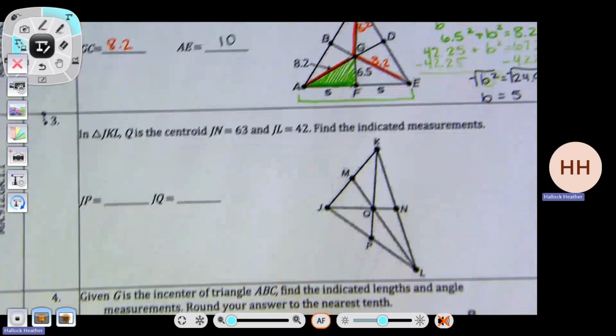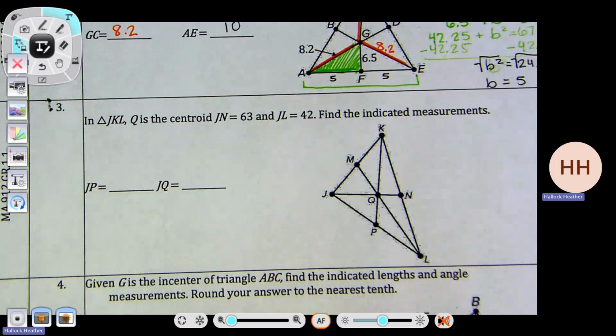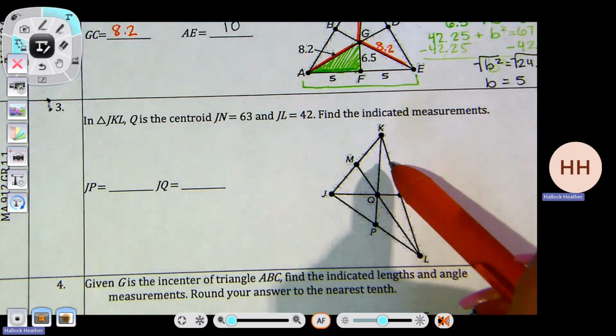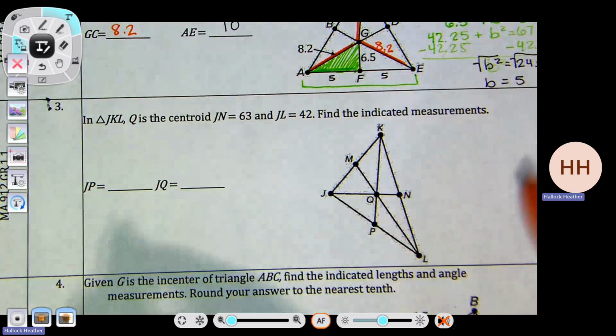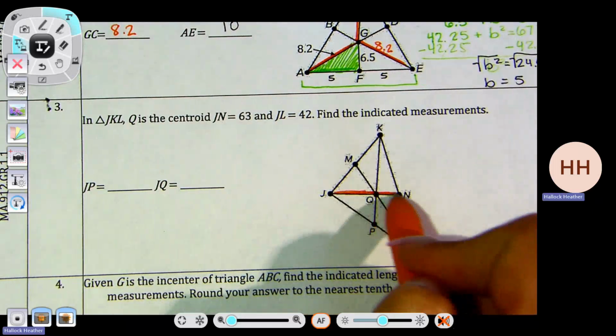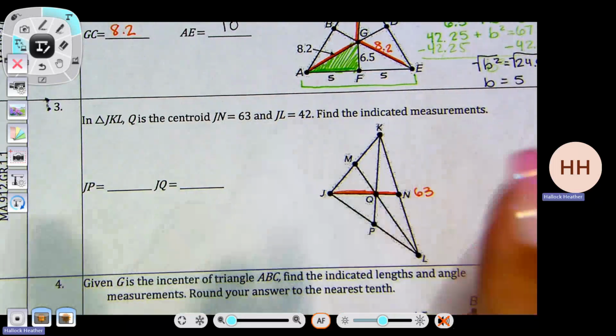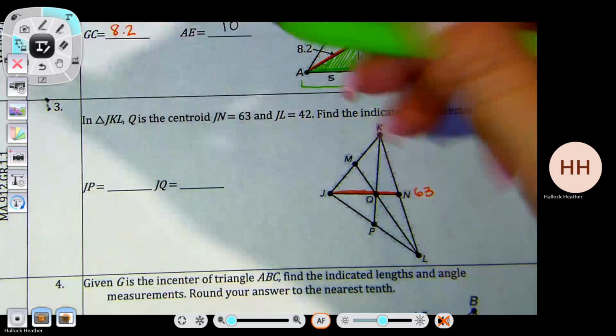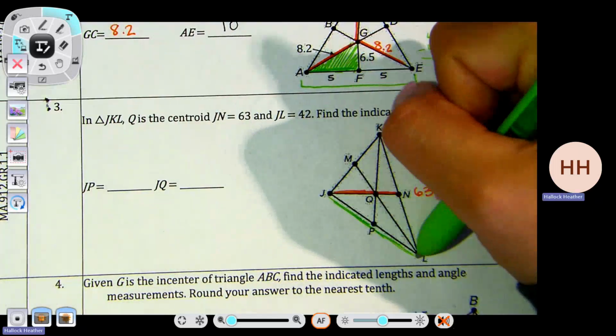For number 3, it's centroids. Centroids are what we did earlier this week. This is splitting into 3s because these are not right triangles. You can tell it's not perpendicular lines. So we have J to N. This whole thing is 63. JL is 42.